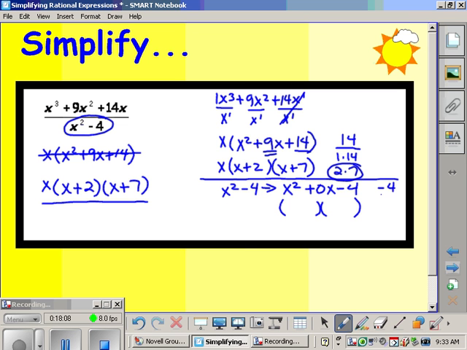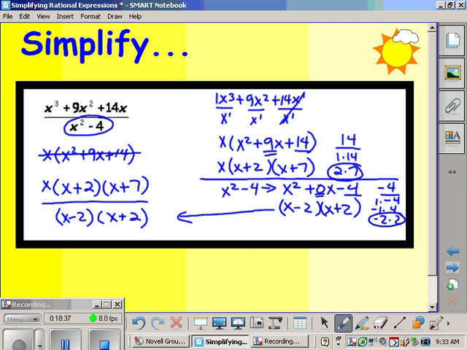So we need factors of negative 4 that have a sum of 0. So we have 1 times negative 4, we have negative 1 times 4, and negative 2 times 2. And notice negative 2 and 2 have a sum of 0. So this does in fact break down into 2 binomials using factoring. So we're going to move x minus 2, x plus 2 into the denominator. And now we have something to work with.